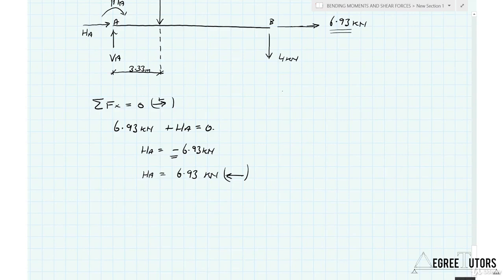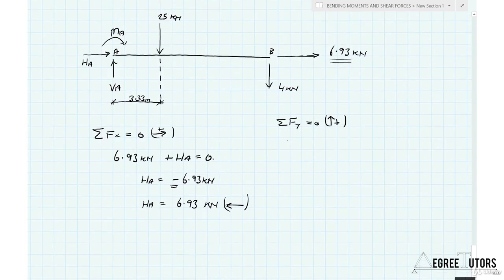Now let's look at the sum of the forces in the y direction. The sum of the forces in the y direction has got to equal 0. Upwards is positive. And what do we have? Well, we have VA minus 25 minus 4. Anything else? VA minus 25 minus 4 has got to equal 0. Therefore, VA equals 29 kilonewtons. And again, positive number, so VA acts up as we initially assumed.